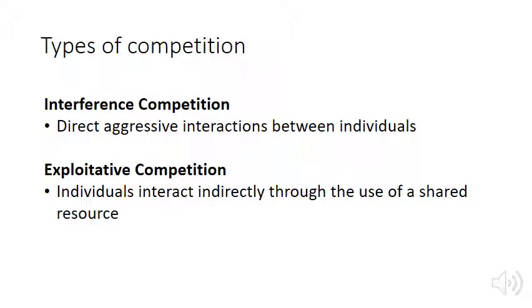The other way that we categorize competition is more to do with the nature of the interactions themselves. So one type would be interference competition, and this is where there's direct aggressive interactions between individuals. So often this could be interactions between territorial animals. The second type is exploitative competition. So this is where individuals interact indirectly through the use of shared resources. So plants competing for light, or animals competing for food.